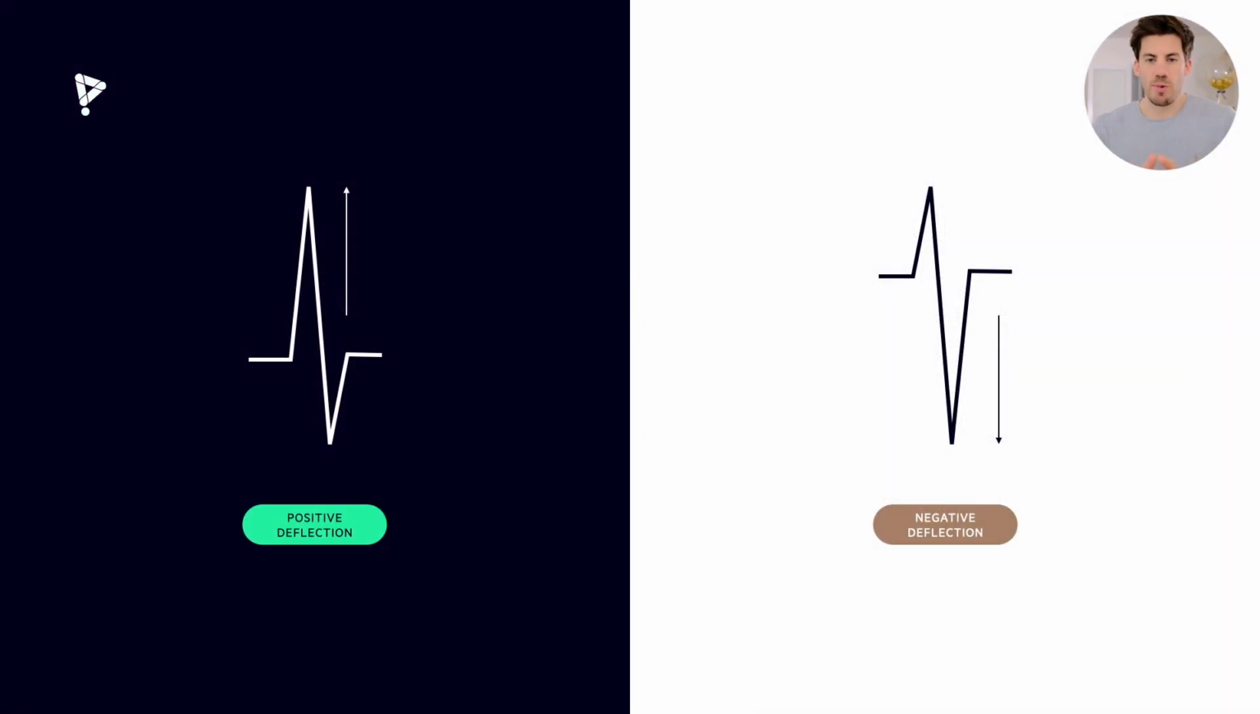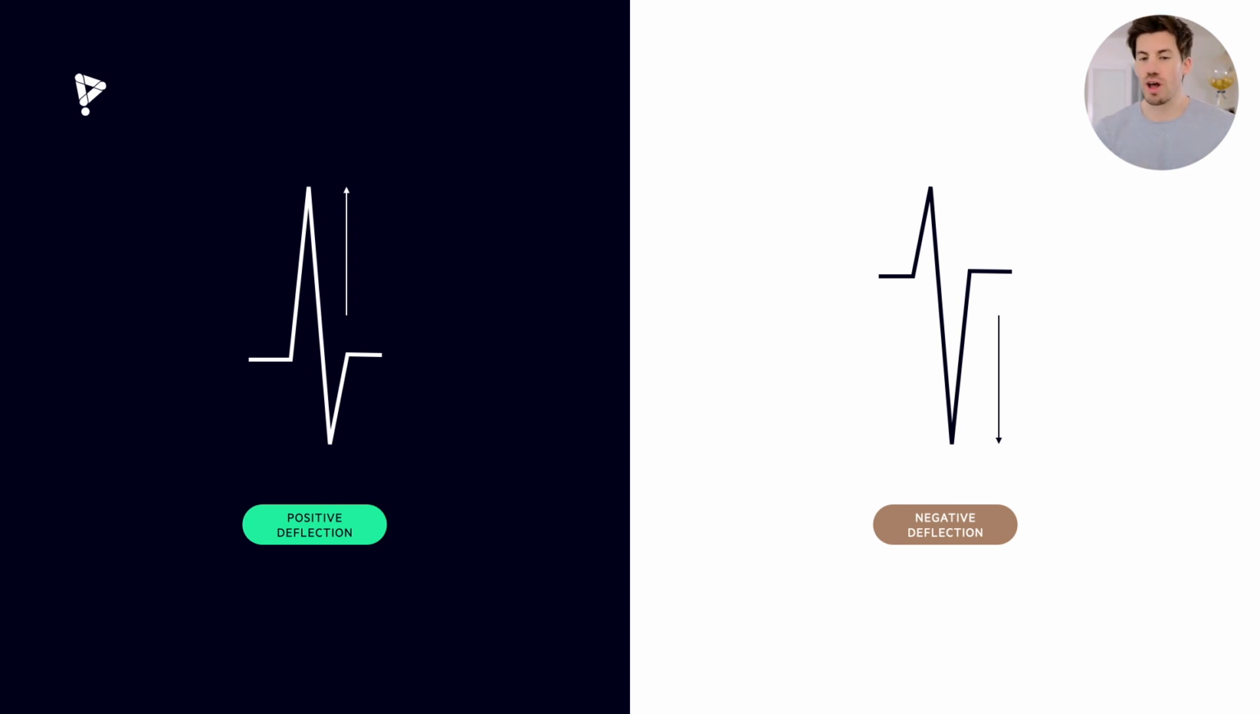So here we have two ECG waveforms, okay? So here we have two kind of QRS complexes. On the left, we have a positive deflection. So if we take the baseline, it goes up, down, and back to the baseline. So that baseline is the isoelectric line. When we have an up spike, that is what we call a positive deflection.